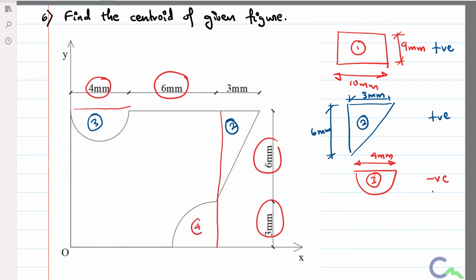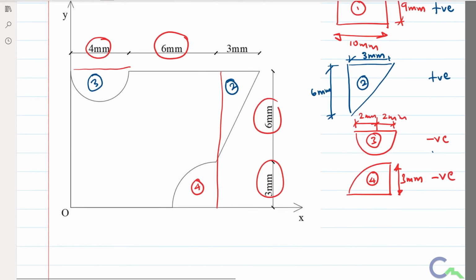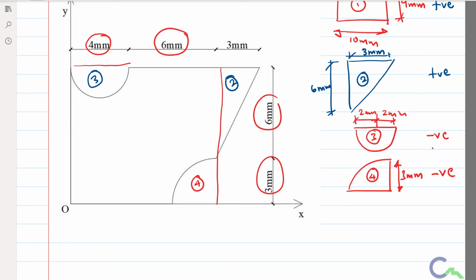Then I will take this quarter circle as component number 4. So that is also a deduction because it is overlapping on component 1, that is the rectangle. So that is having a radius of 3 mm. So I will convert this diameter of the semicircle into radius, that will be 2 mm and 2 mm. So this is also negative for the quarter circle because it is overlapping on the rectangle.